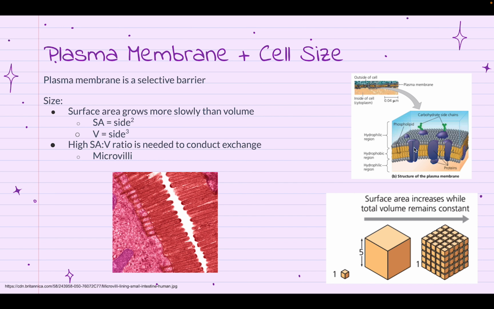And then these proteins, a lot of them are channel proteins. They let things go through this selective membrane. And when you have a protein embedded in the plasma membrane, you call that an integral protein. You can see that this protein right here is hanging off to the side. We call that a peripheral protein.